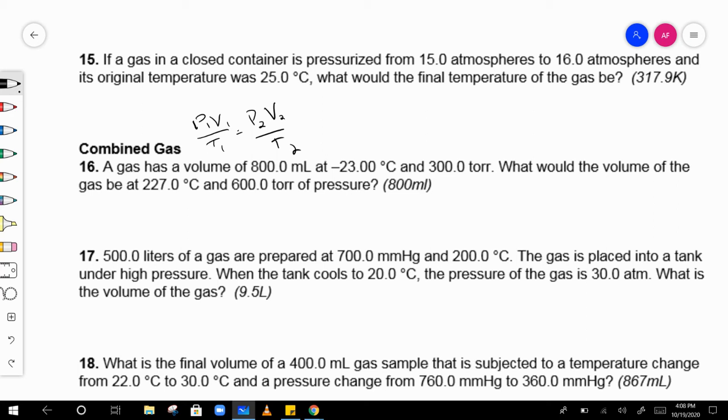Okay. So a gas has a volume 1 of 800 milliliters, at a temperature of negative 23 degrees Celsius, and a pressure of 300 torr. Okay. What would the volume be? So V2, what would that be if the gas went to a temperature of 227 degrees Celsius and pressure of 600 torr?